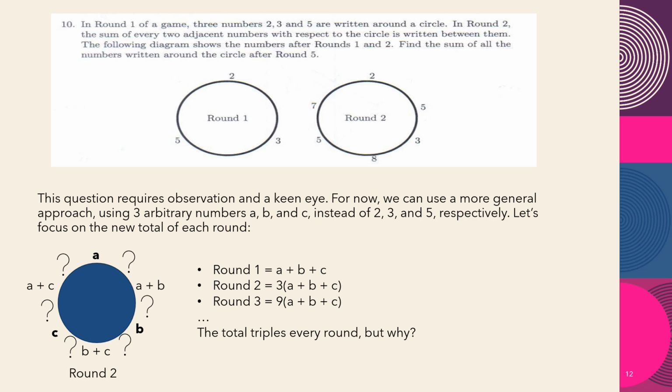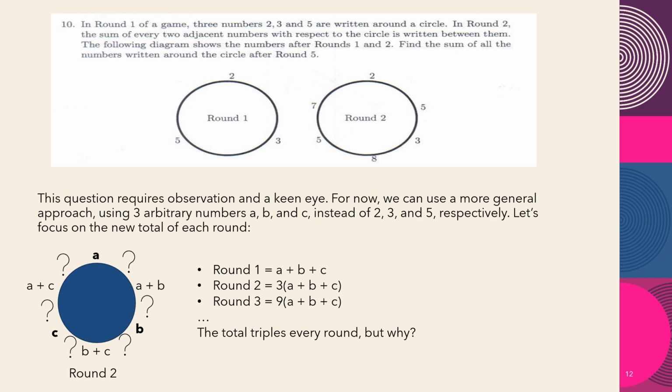So this is kind of like the Fibonacci sequence, but not really. Again, this question requires observation. For now, let's use a more generalized approach, and instead of using 2, 3, and 5, we use A, B, and C to denote them. Let's focus on the circle on the bottom left corner. We have A, B, and C. Then in the second round, in the middle we have A plus B, B plus C, and A plus C. In the third round are the numbers that will fill up all our black question marks over here. So that's how the game works.